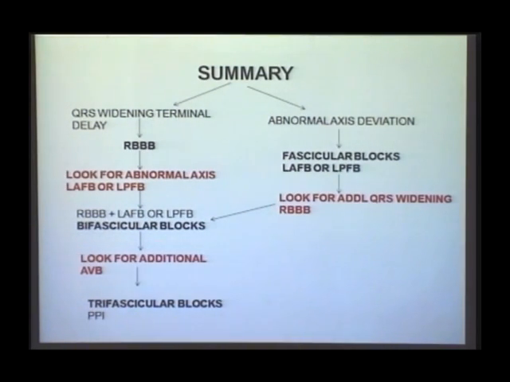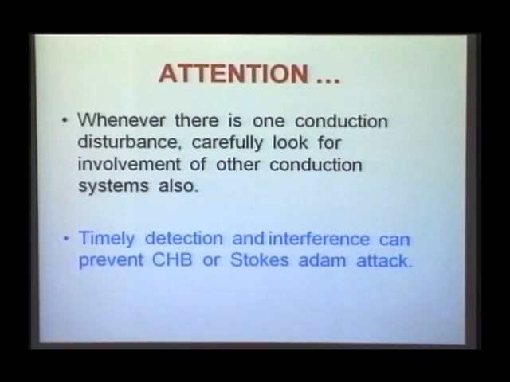After developing Stokes-Adams attacks and complete heart block, everybody will diagnose and put in a pacemaker. But before that fellow develops that, you must identify and give appropriate treatment. So this is your summary. Is that clear? So bundle branch block and fascicular block in combination with additional fascicular block. Whenever there is one conduction system disorder, carefully look for involvement of the rest of the conduction system. This is what I told you yesterday.